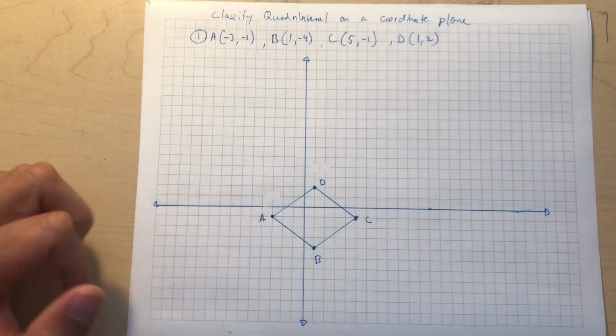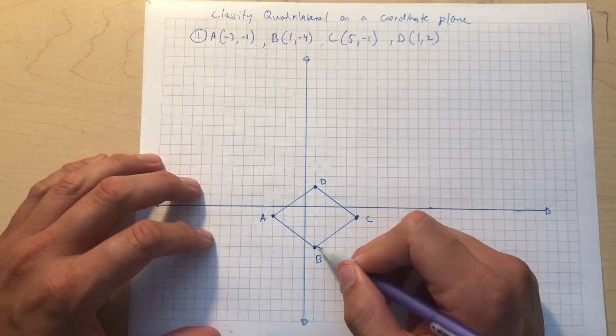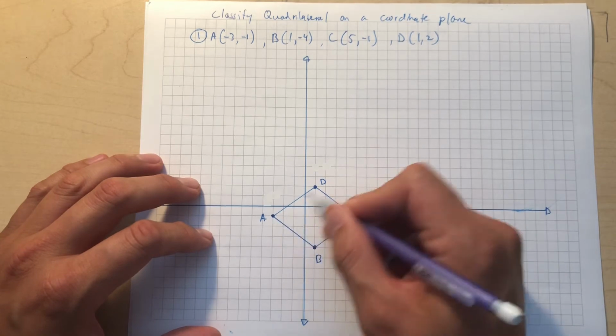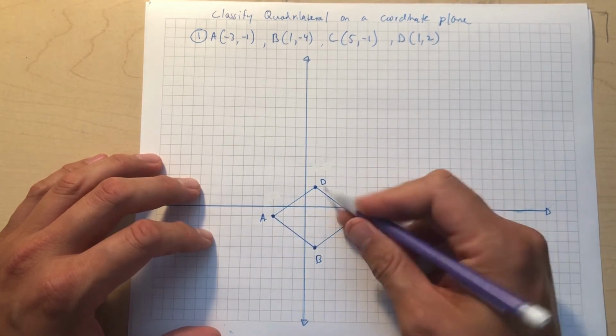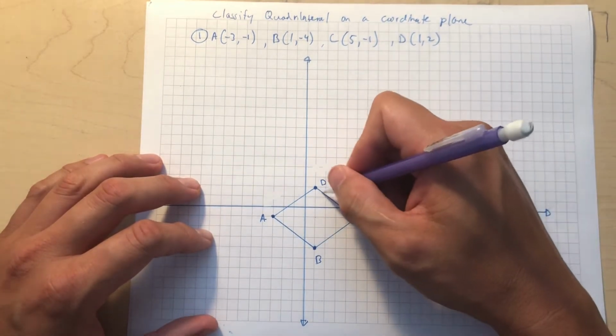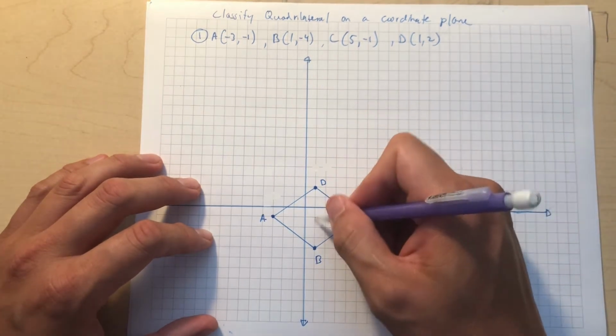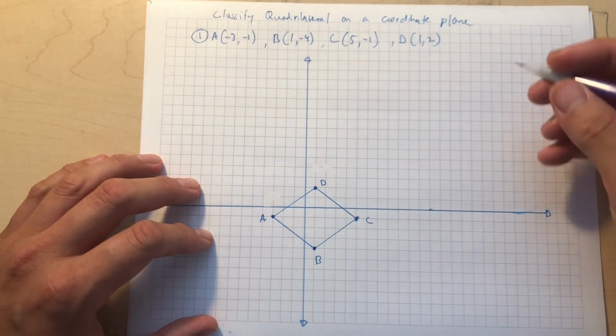What do we know about a rhombus? We know that all the sides are the same. So we want to know what these lengths are right here: AD, AB, BC, and CD. If we find one of these, we should be able to find the rest because they're the same. All right, so I'm going to draw a line right here.